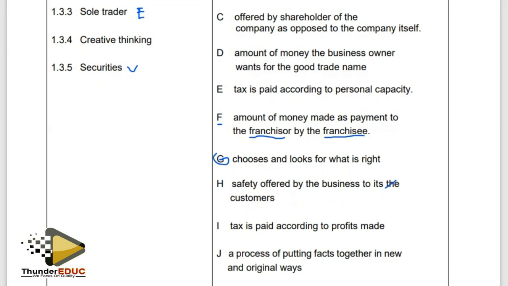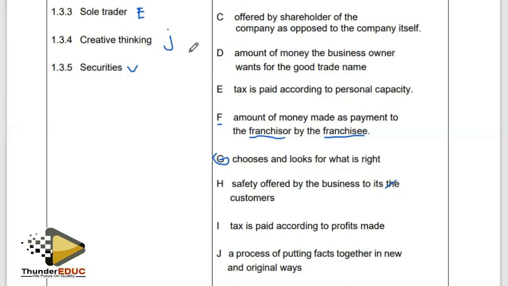So what is creative thinking in this regard? It is a process of putting facts together in a new and original way. So our answer here is J. J is the most appropriate answer here.